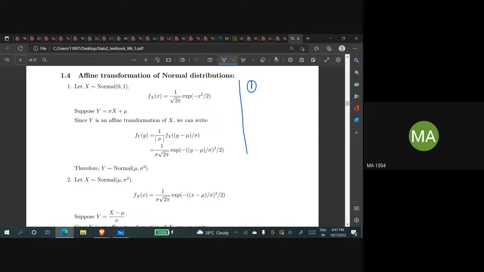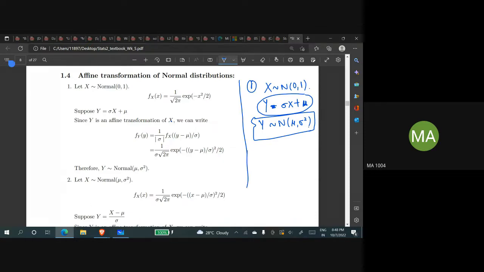The derivation part you can do yourself. The first result says: if you have a normal random variable x with mean 0 and variance 1, and you define another random variable y as sigma x plus mu, so this is an affine transformation, then its distribution y comes out to be normal with mean mu and variance sigma square.